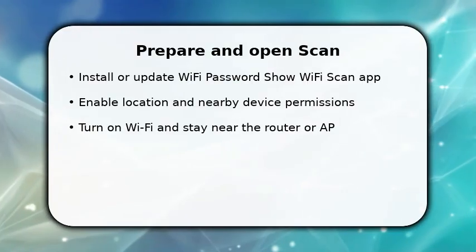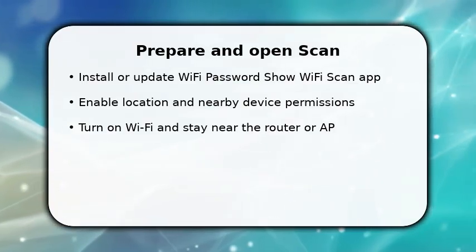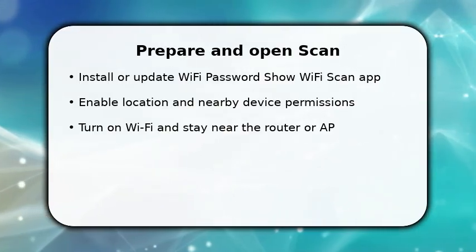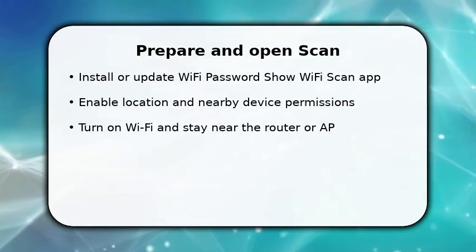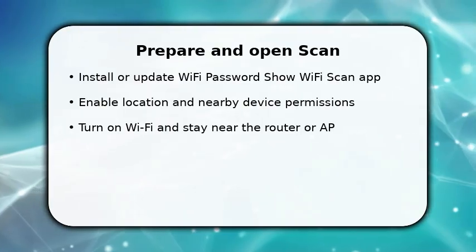You start by granting permissions and getting into position. Open the updated Wi-Fi password Show Wi-Fi Scan app now. Allow location and nearby device access when prompted. Once done, make sure Wi-Fi is enabled in your device settings and that you are within range of the access point you want to inspect.